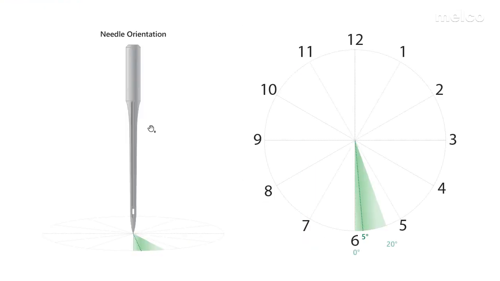So what is appropriate needle orientation? Well, appropriate needle orientation is with the eye of the needle 5 degrees to the right. 5 degrees to the right is all of nothing. So how do I know what that is?